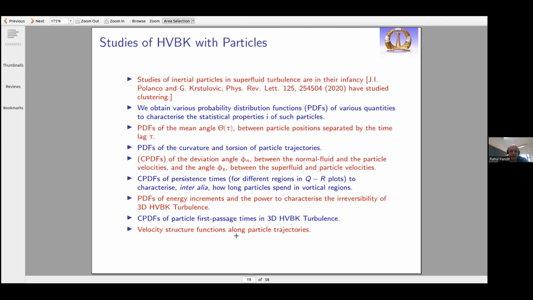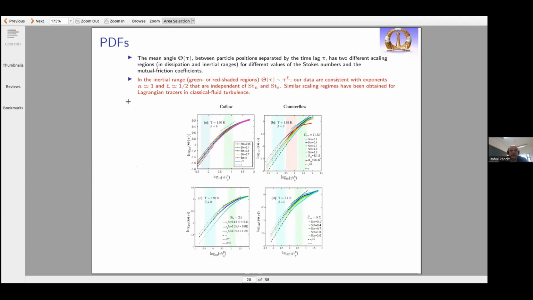Then there are various first passage times. There are also velocity structure functions. To the best of my knowledge, such a detailed study has not been attempted before. I will not show you every detail, even though I have much of it on my slides, because it's not so easy to take in so many PDFs all at once.